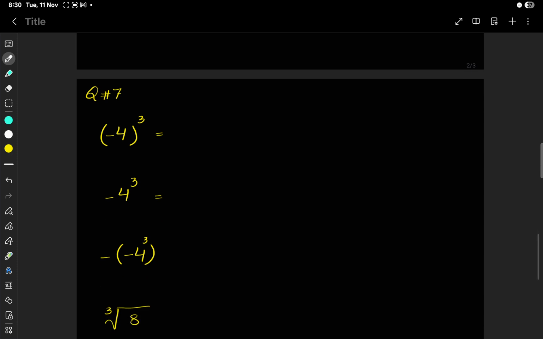Minus 4 cube is pretty simple, it means minus 4 will multiply with itself how many times? 3 times. Yes, minus minus plus, and plus minus minus. 4 4 is 16 and 16 4 is 64, so minus 64 will be the answer. Now again, minus 4 cube, this is another way of writing the cube. This is exactly the same, so the answer will be minus 64.